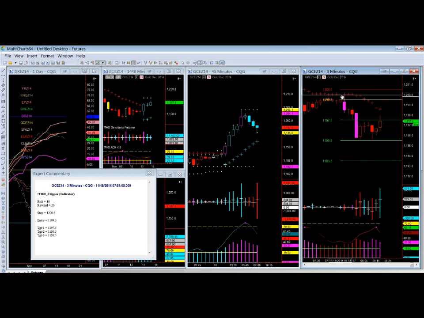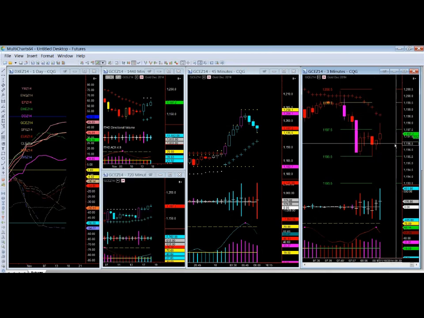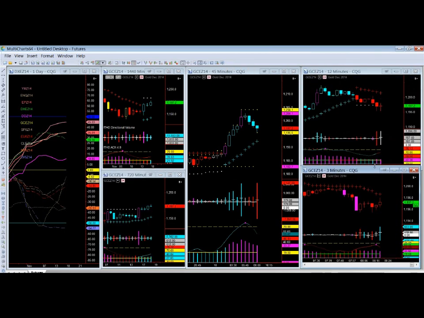So that trade netted 80 ticks total. You were risking 30 ticks, okay? That is an excellent risk to reward ratio on that trade. Any questions on that?